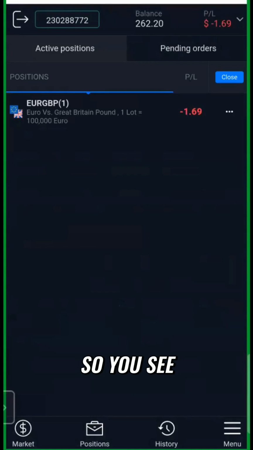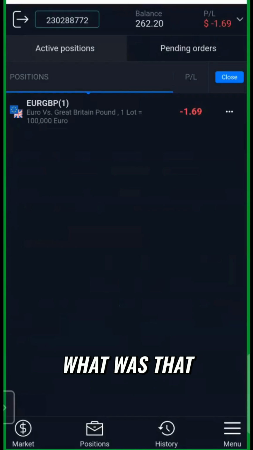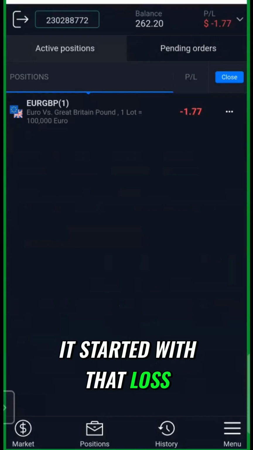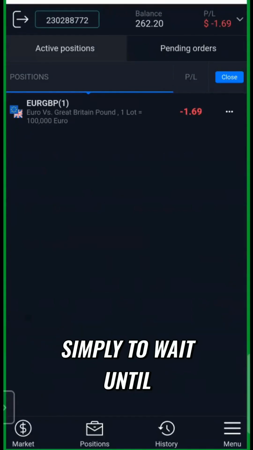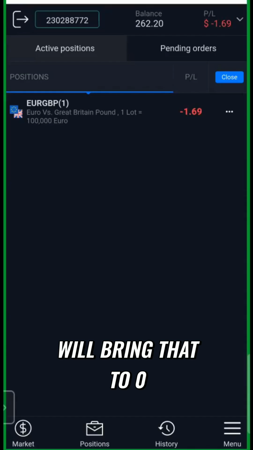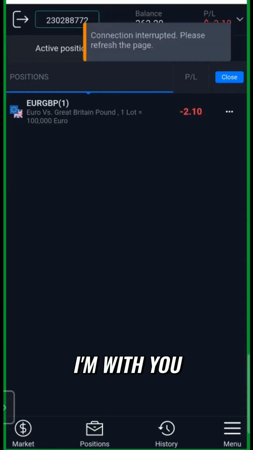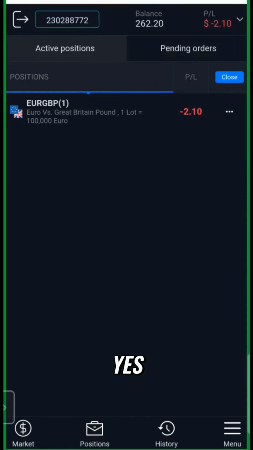Here we go. You see your trade started, as I told you, with that loss of $1.90. And all you need now is simply to wait until the market covers that first. When the market brings that to zero, it means the market has covered that fee for you. Understand? You with me? Okay. So is that clear now? Yes, I do. Okay, great.